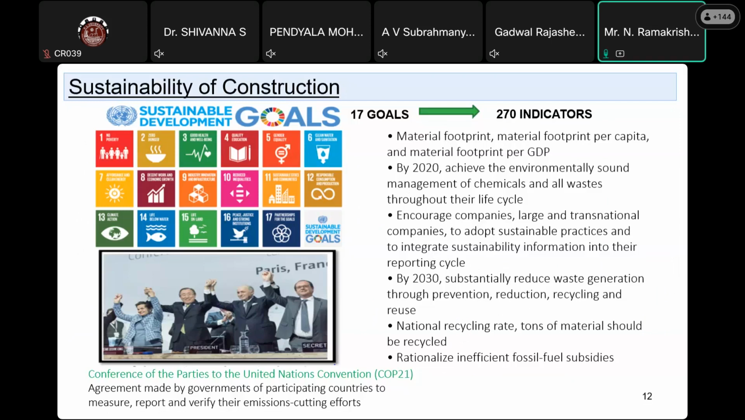3R: reduce, recycle, and reuse. And then how to use the fossil fuels, and how to give subsidies to people, while rationalizing inefficient fossil fuel subsidies. All this you need to take into consideration.